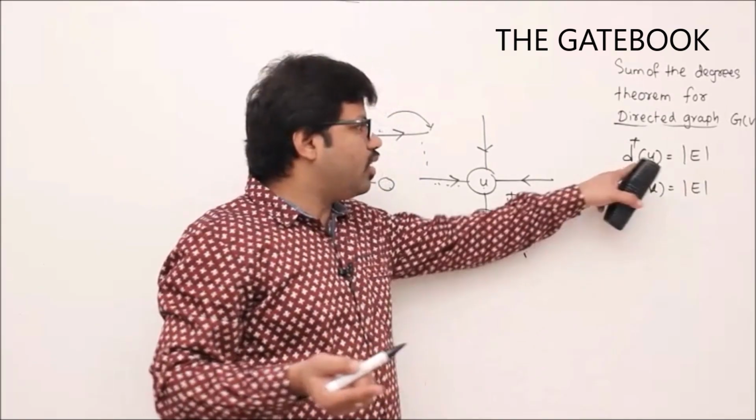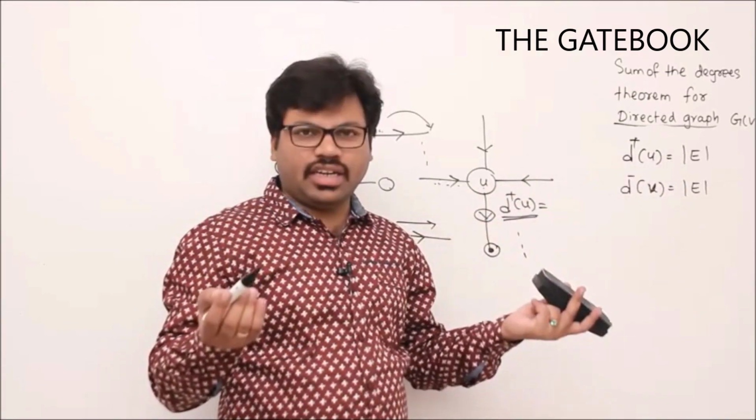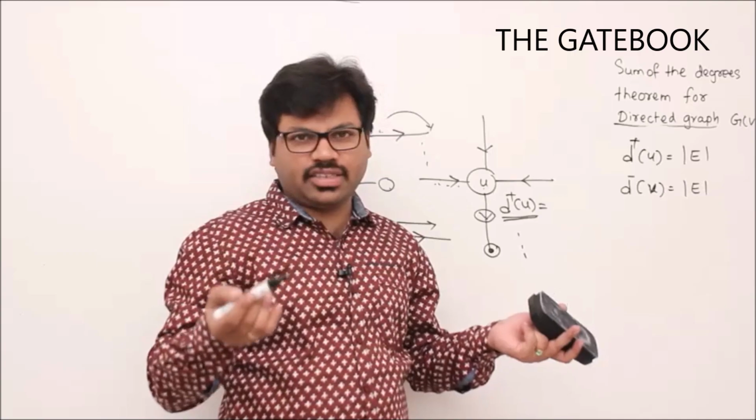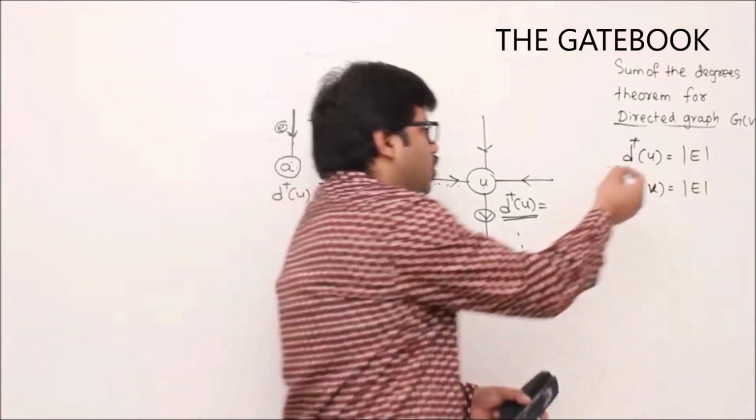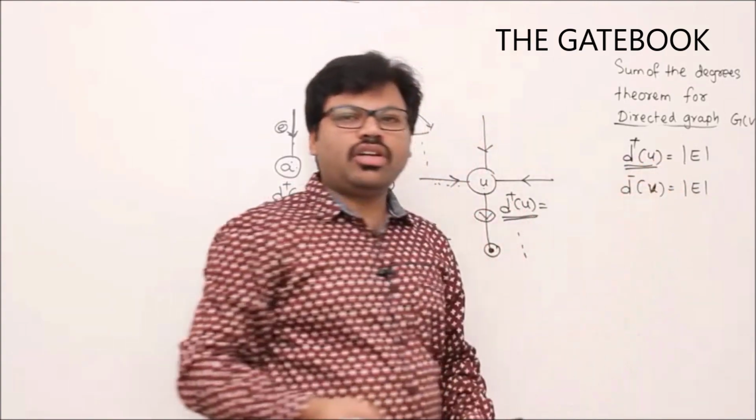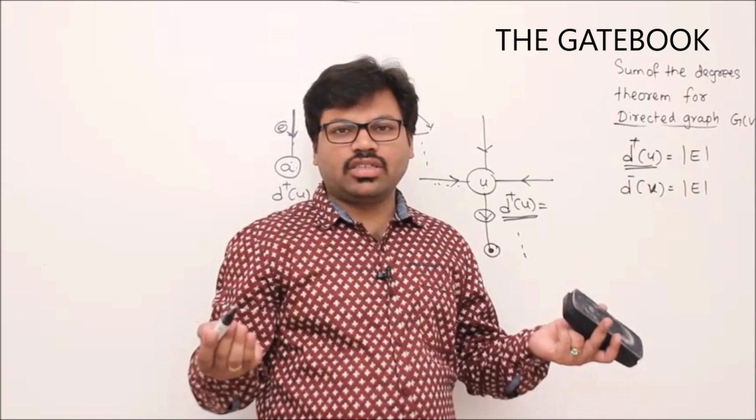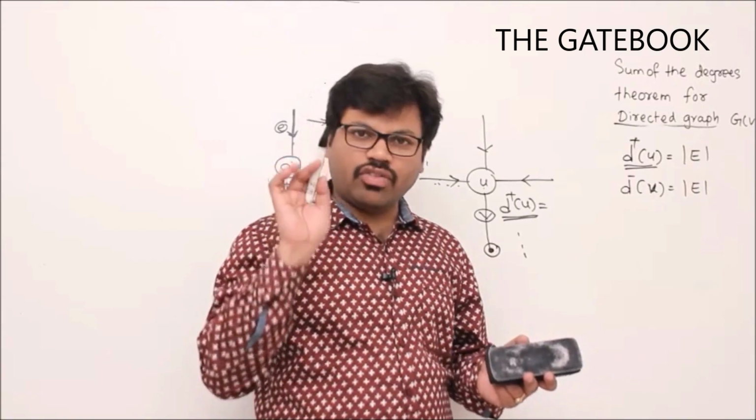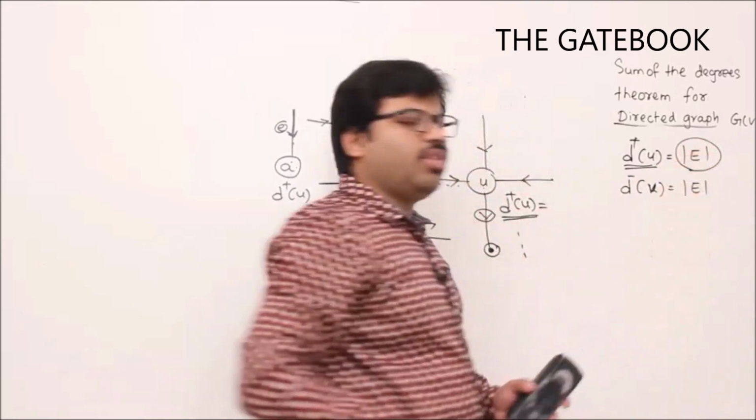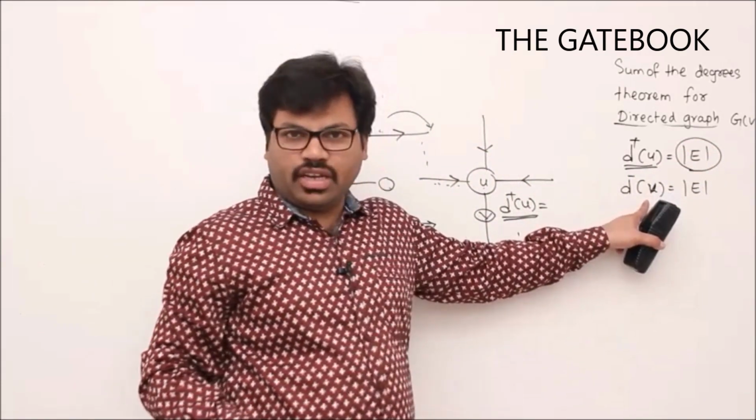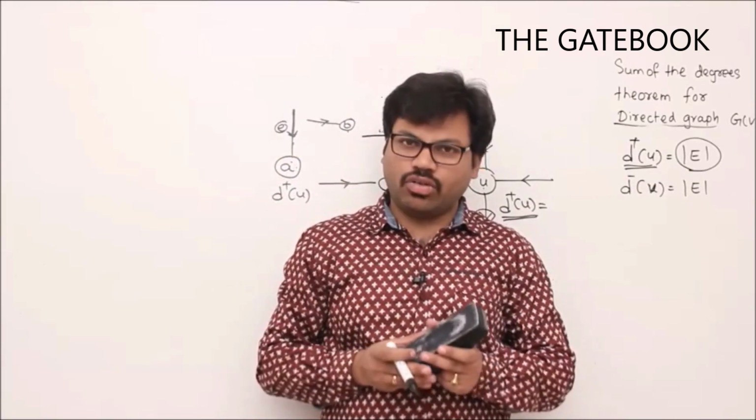Then if you sum all those incoming degrees, what is in degree? Degree is nothing but counting the edges. So the sum of the in degrees is nothing but counting all the incoming edges of every vertex. Since every edge is incoming for only one vertex, you are counting it only once, then you get mod E, right? Similarly, I can prove it for out degree. Understand? So this is about the sum of the in degrees and the sum of the out degrees.